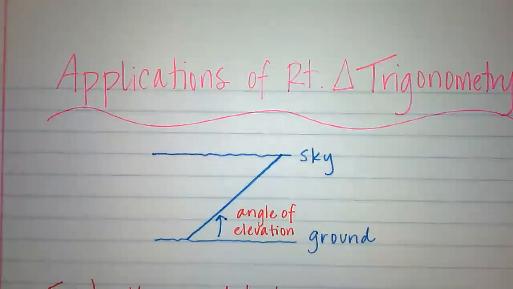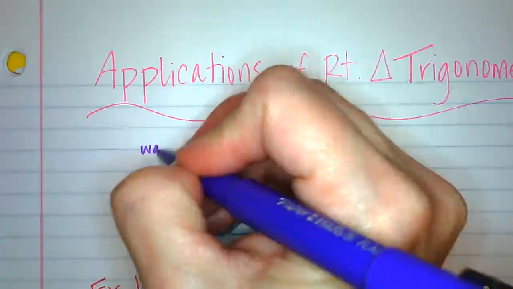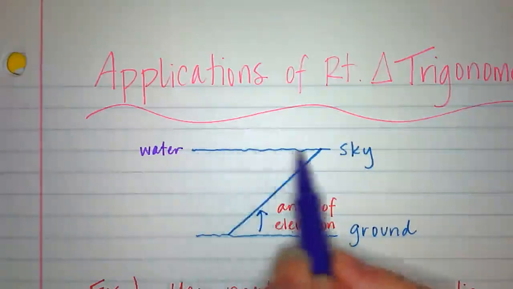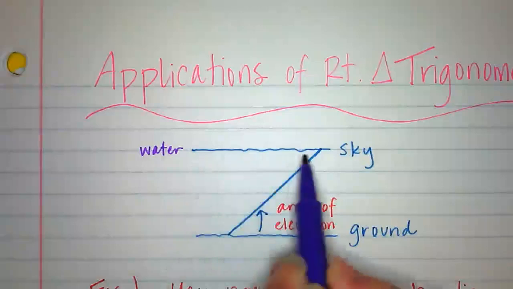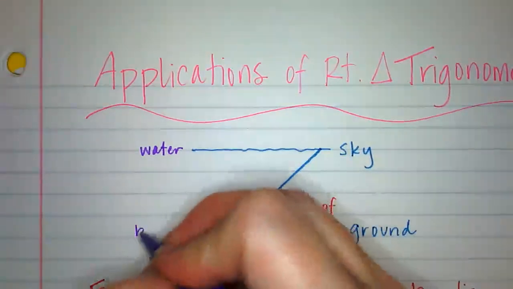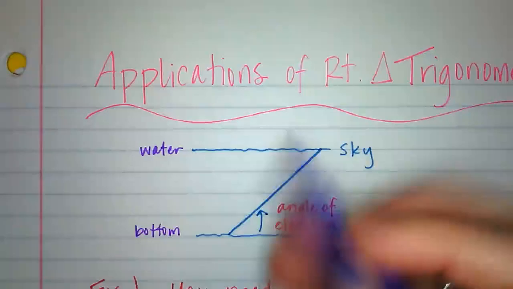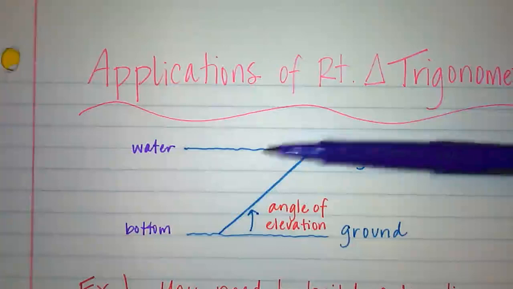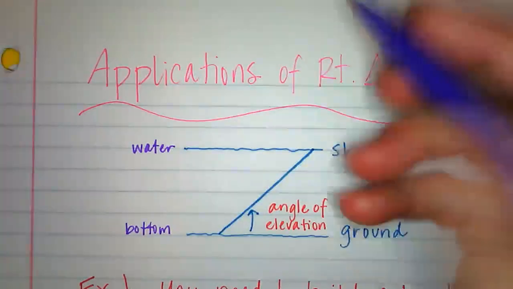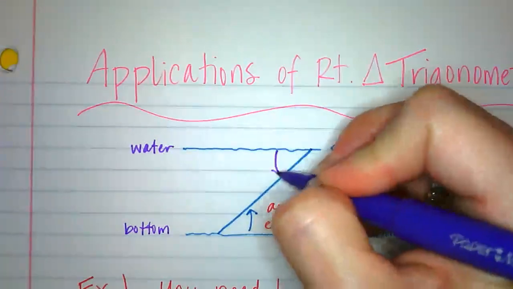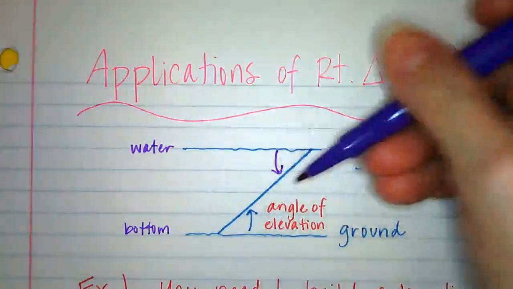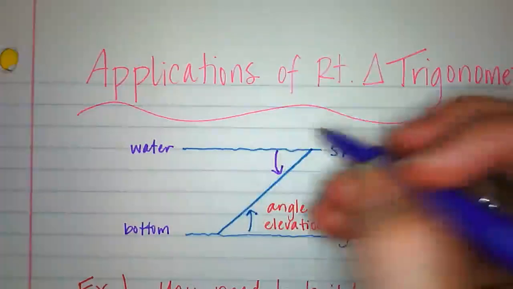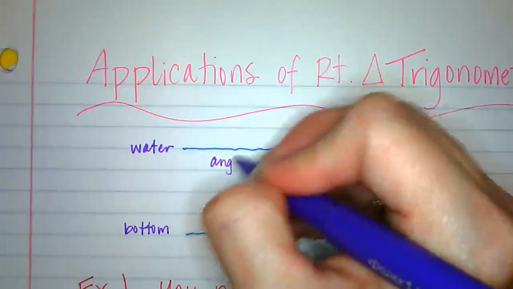A similar setup, but with a different use, is if, let's say, this is the water level. So you're swimming in a pool or in the ocean, and this right here would be the bottom of the pool or the bottom of the ocean. If you were swimming and then decide to dive down, that angle from the water level down to the path that you're swimming is going to be the angle of depression.